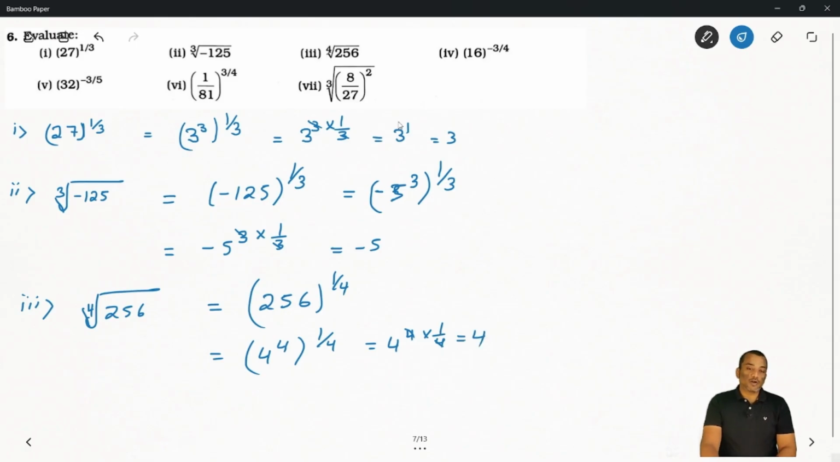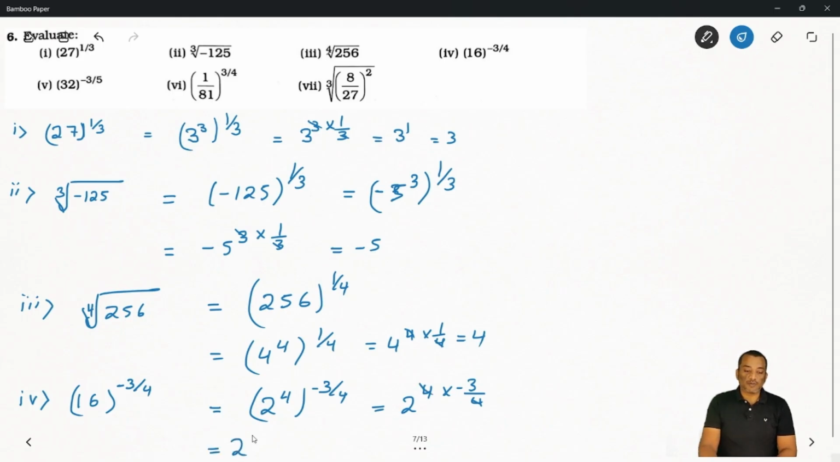Okay, now let's solve the fourth one. It is saying 16 whole to the power minus 3 by 4. First, 16 is 2 to power 4, and whole is minus 3 over 4. So we can say 2 to power 4 times minus 3 by 4. This 4 and 4 get cancelled. So how much do you have left? This is 2 to power minus 3, which is equal to 1 by 2 to power 3. So you will get 1 by 8. Hope it's clear.